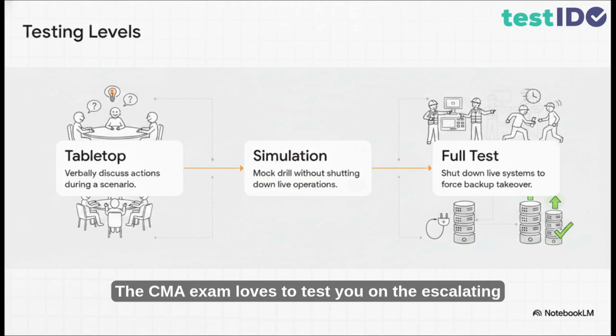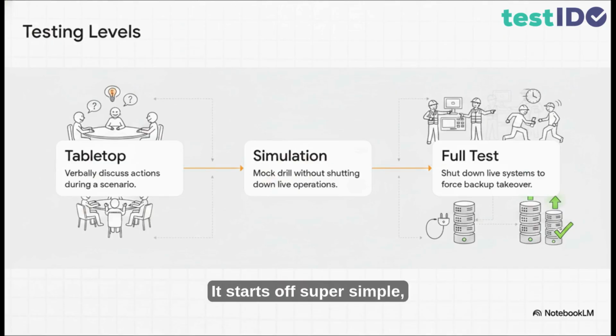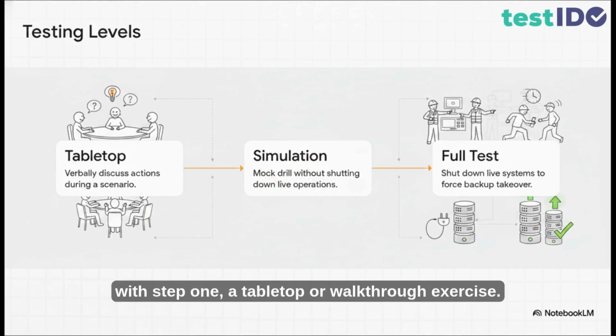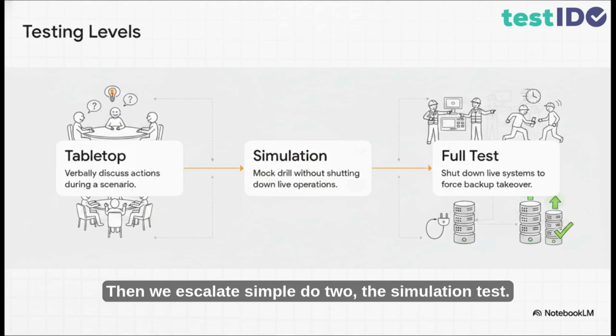The CMA exam loves to test you on the escalating levels of plan testing, so let's walk through them really quickly. It starts off super simple with Step 1, a tabletop or walkthrough exercise. This is exactly what it sounds like. Key staff literally sit around a meeting room table and just verbally discuss what they would theoretically do during a hypothetical disaster. Then we escalate to Step 2, the simulation test.